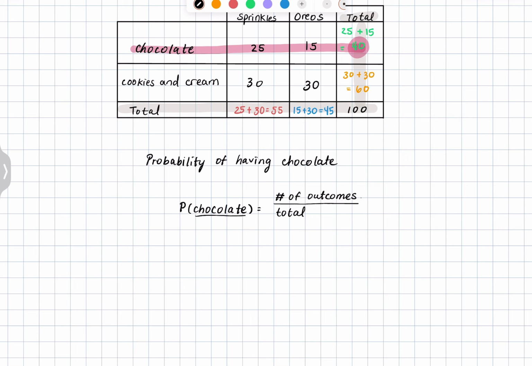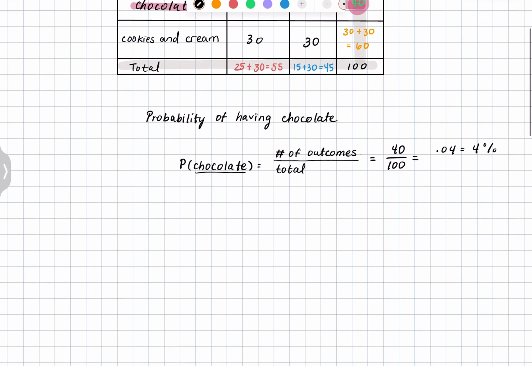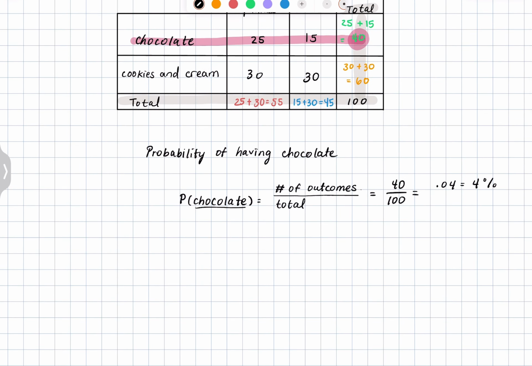So I'm going to write 40 because they're just asking chocolate. They didn't specify if it's sprinkles and Oreo. So we have to account for both of them. So chocolate is 40, and our grand total is 100. So I'm going to say over 100. And this is going to give me 40 over 100, or 0.4, which is 40%. Probability is usually given in percent, so make sure you guys answer in percent if they don't specify.